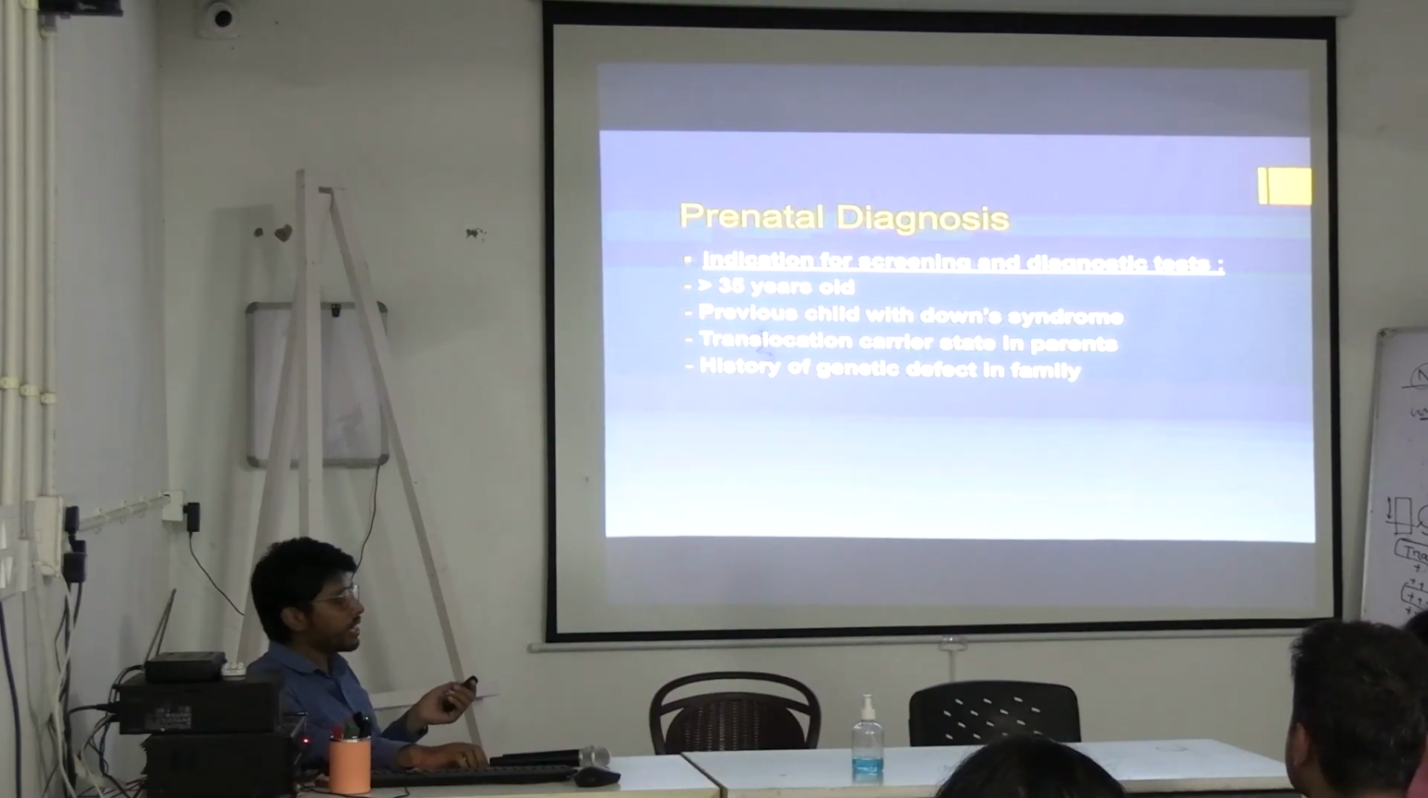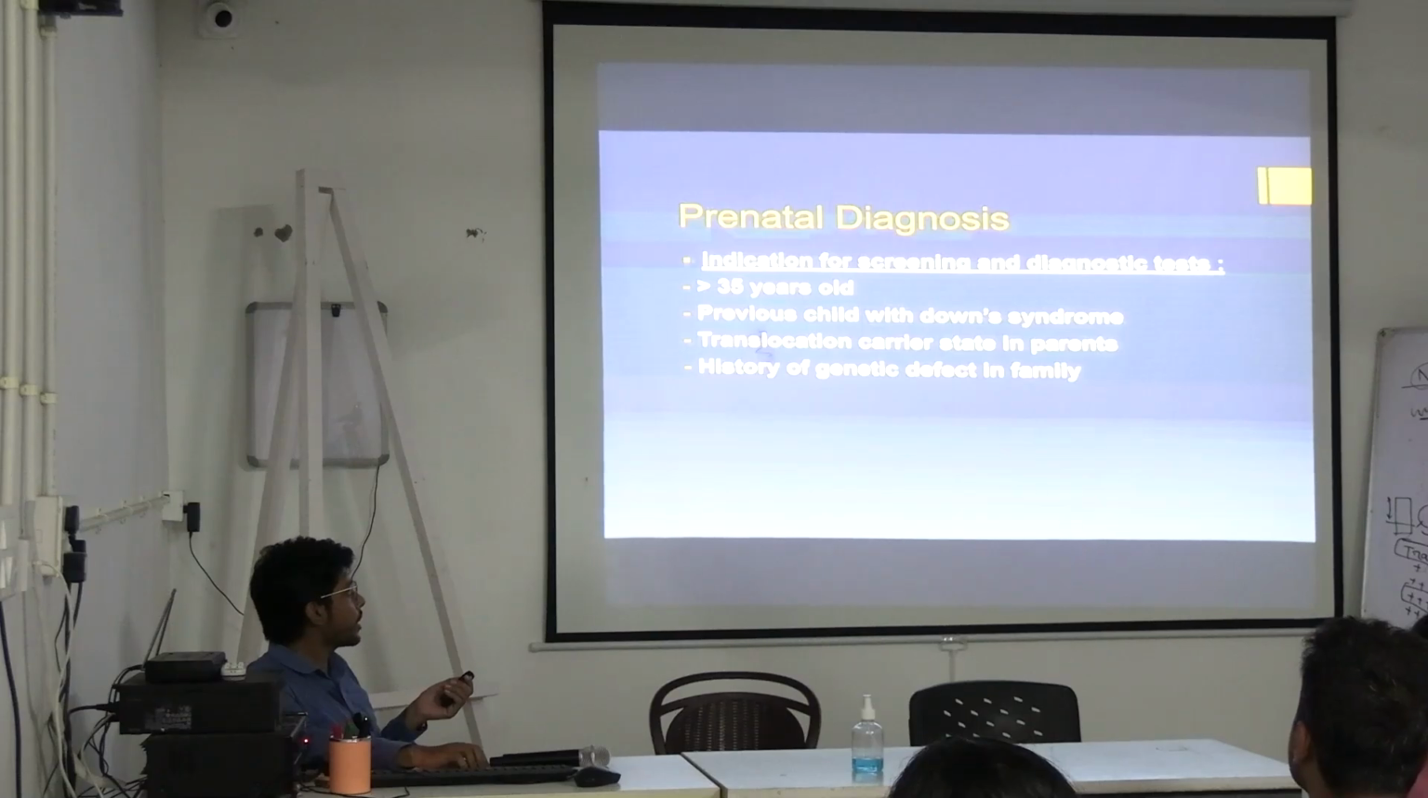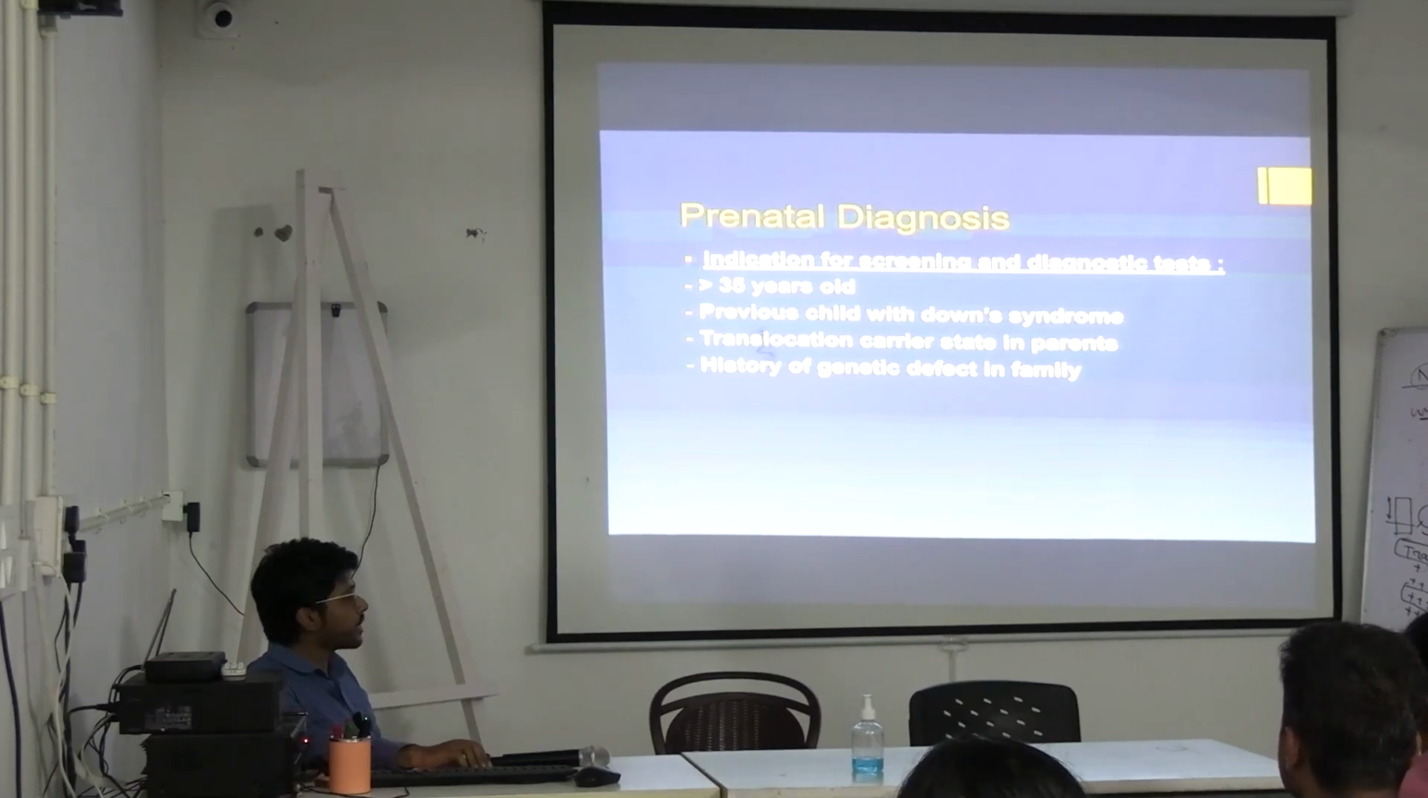Diagnosis. Prenatal diagnosis, how to diagnose prenatally? What are the indications for screening? Mother's age more than 35 years. Any previous child with Down syndrome. Then translocation carrier state in parents and any history of genetic defect in the family.